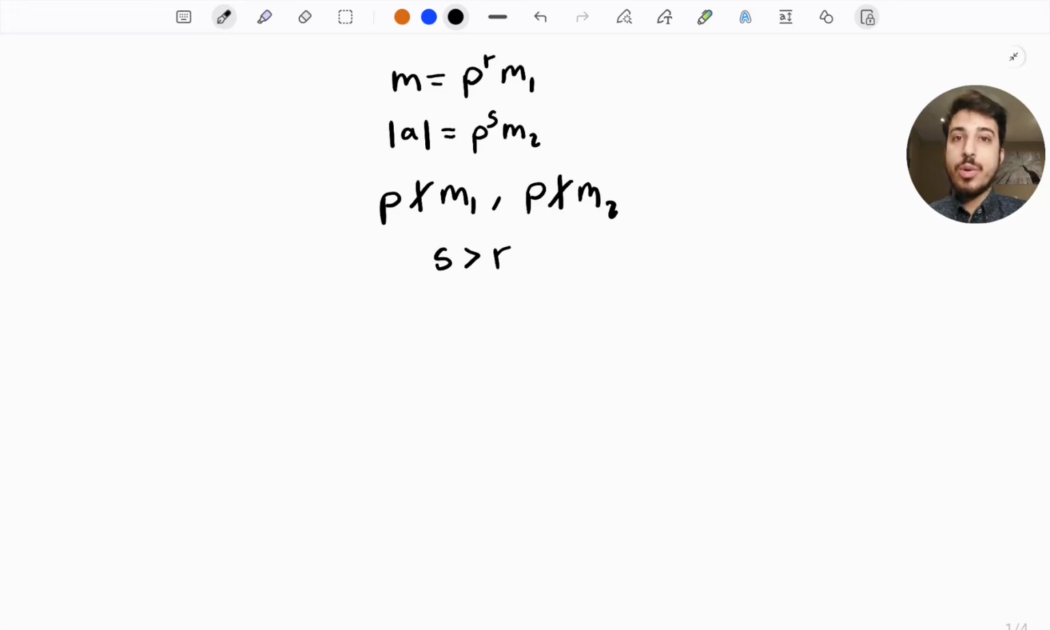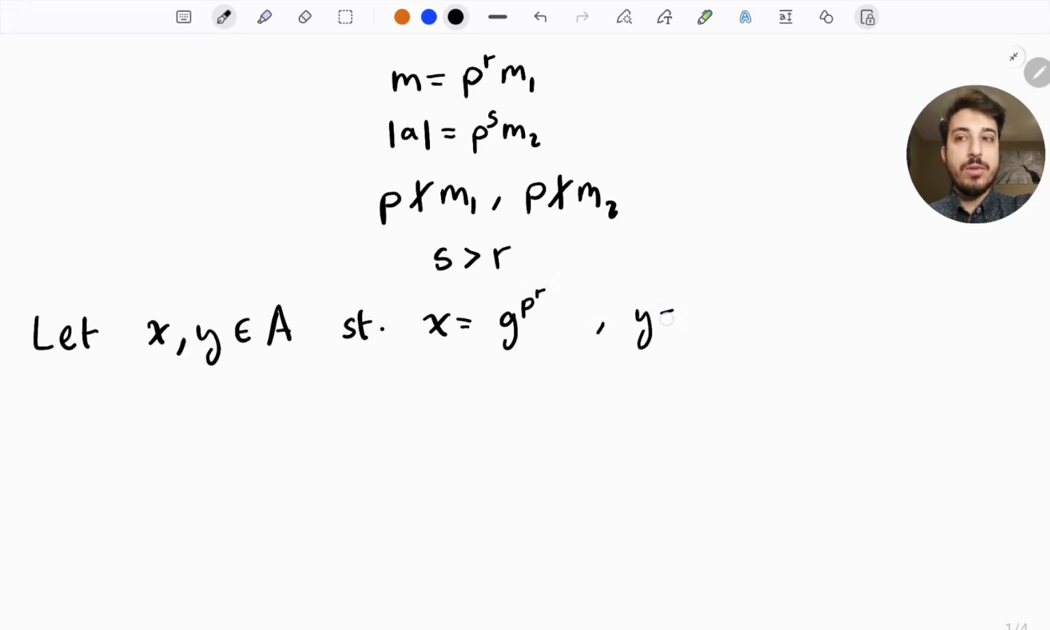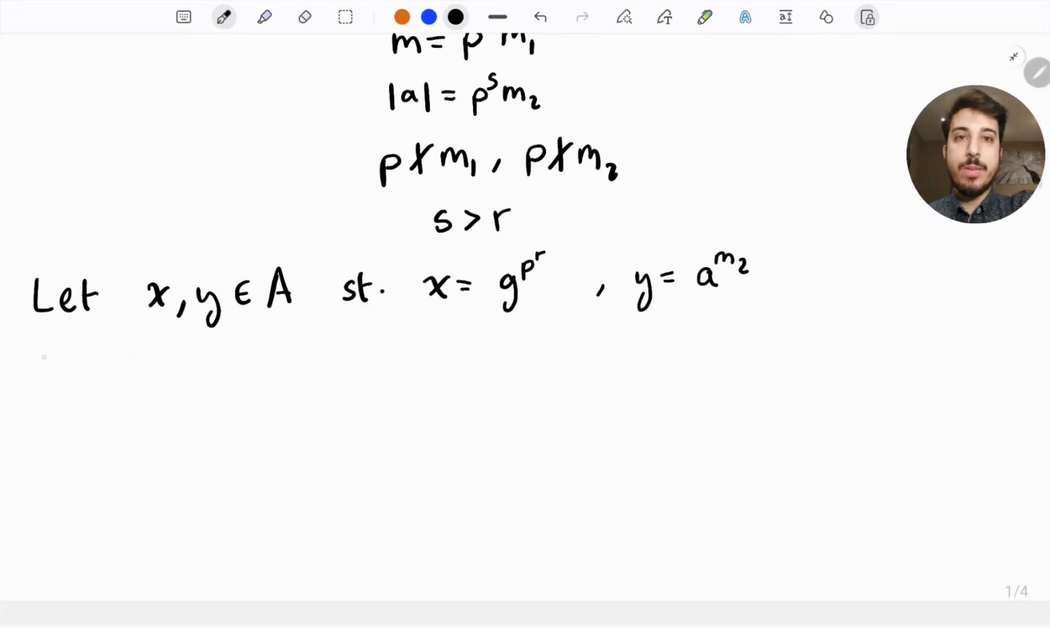Now let two elements in the group, x and y, be in A such that x is equal to g to the p^r and y is equal to a to the m2. Now you might ask me, why did I define them to be in such a way? You're going to now see.